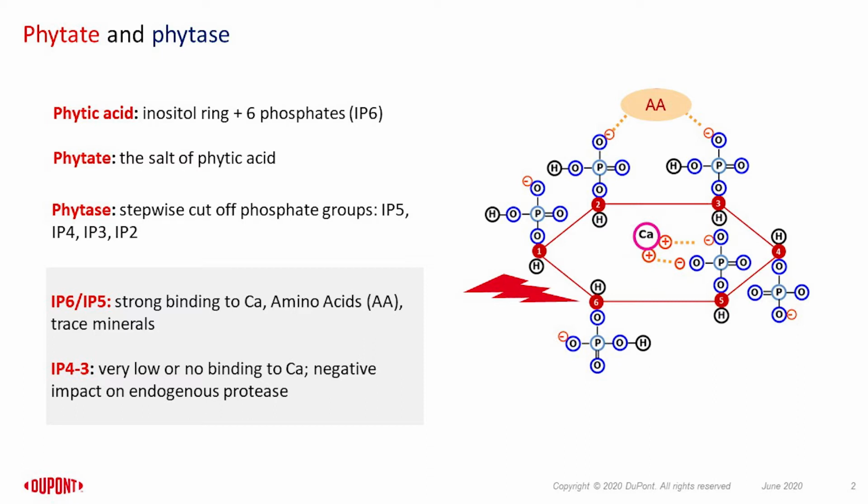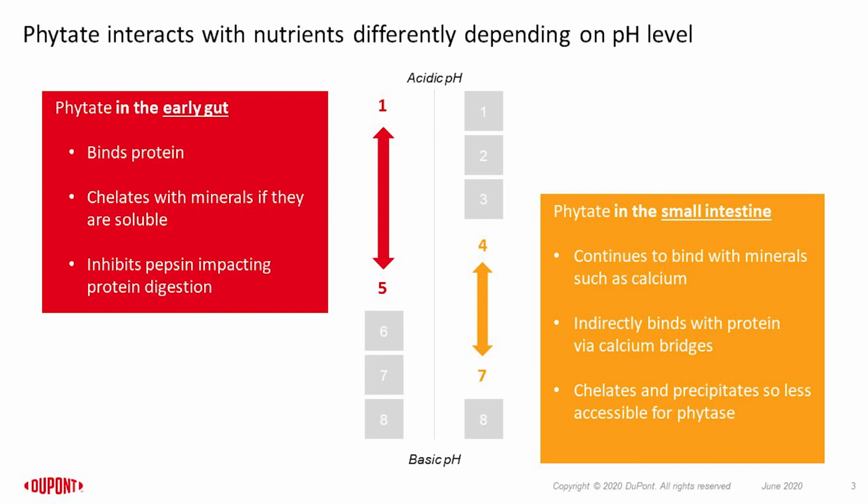IP6 and IP5 can have a strong binding to calcium, amino acids, and trace minerals. The lower esters, IP4 and IP3, have low binding capacity to calcium, but still can have a negative impact on endogenous proteins and trace minerals. The negative effect of phytate is well recognized. It can bind to protein and amino acids in the acidic environment of the upper GIT and reduce the digestion of amino acids, and it can also bind amino acids in the small intestine via minerals.